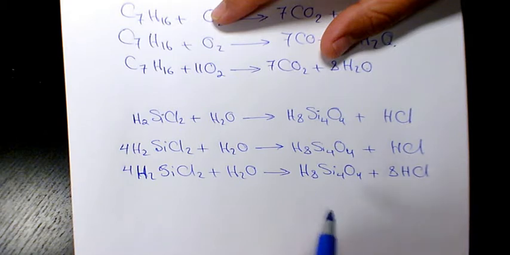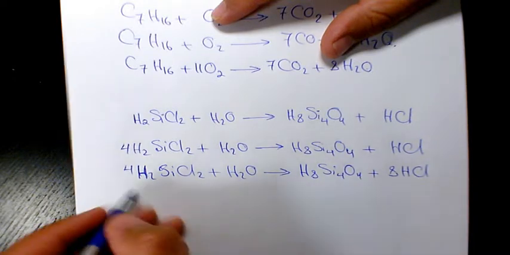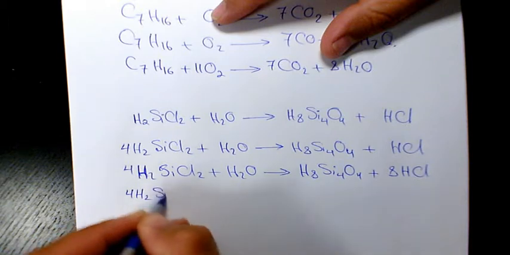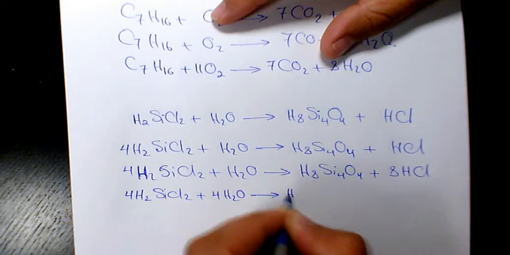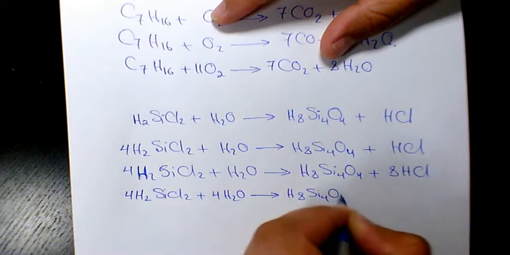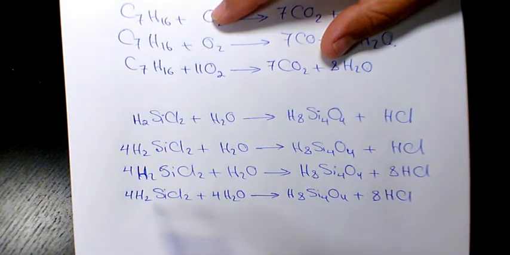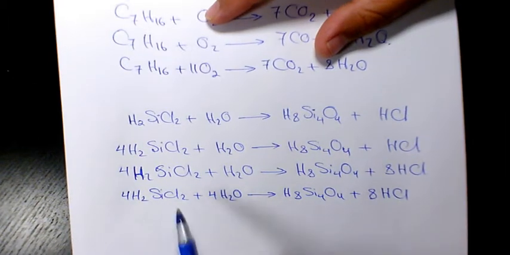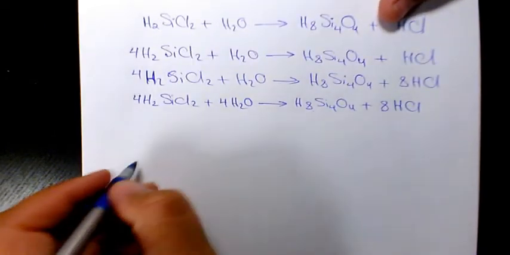How many oxygen do we have? 4 in here, so we need to place 4 in there. So 4 H2SiCl2 plus 4 H2O gives us H8Si4O4 plus 8 HCl. So 4 times 2, 8. 4 times 2, 8. 8 plus 8, 16 hydrogen atoms on this side. 8 in here and 8 in here, 16. So very good. Everything is balanced now. Next question.